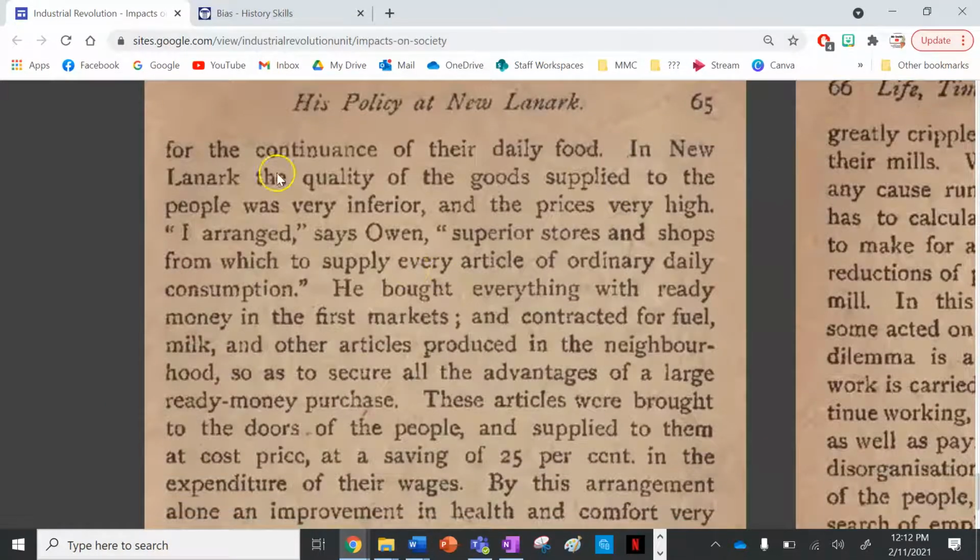In New Lanark, the quality of the goods supplied to the people was very inferior. So this is before he started. And the prices were very high. So the quality of the goods is poor, it's very bad, and it was very expensive, the prices were high.